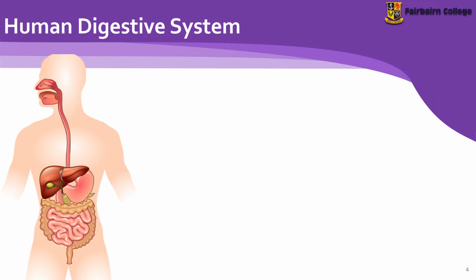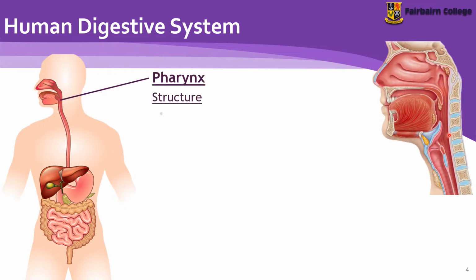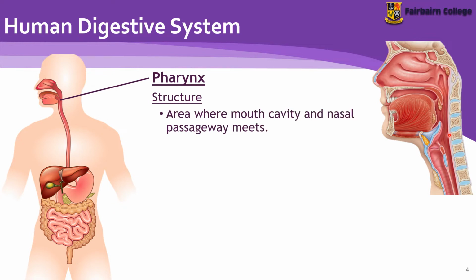In the mouth, the food is chewed and mixed with saliva to form a ball of food called a bolus. From there, the food passes into the pharynx, which is the throat area. The pharynx is the area where the mouth cavity and the nasal passageways meet.